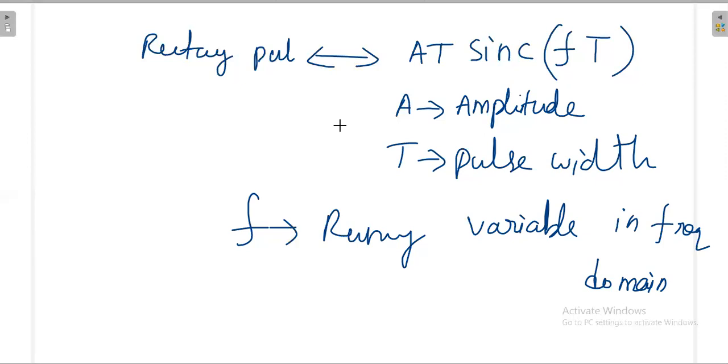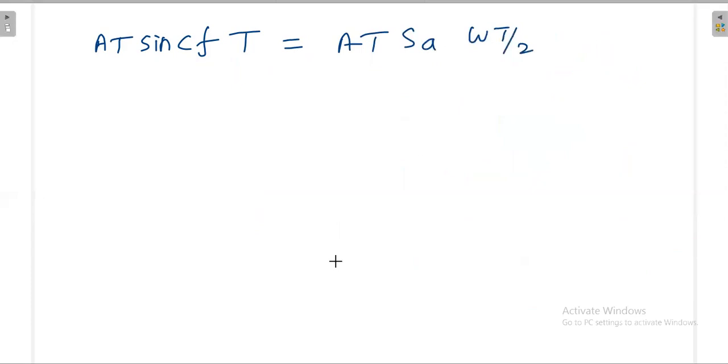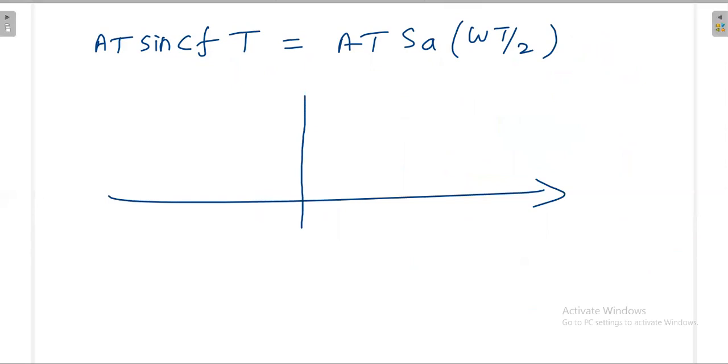So finally we got AT sinc fT, but I'll just put the overall picture of this AT sinc fT, or otherwise this is equivalent to AT Sa of omega T by 2, whatever it may be. Then the structure of this one goes like this. In the middle it is having more amplitude. When you go away, the amplitude decreases. This is the nature of the sinc pulse.